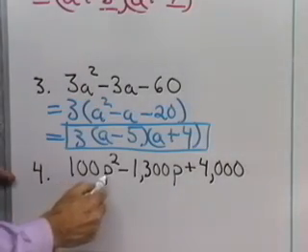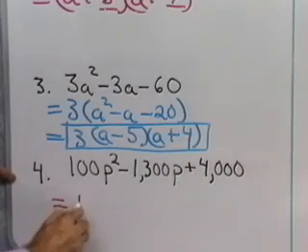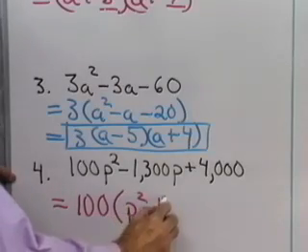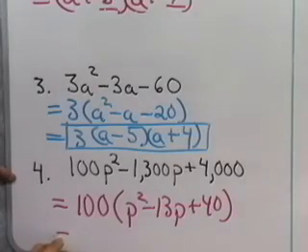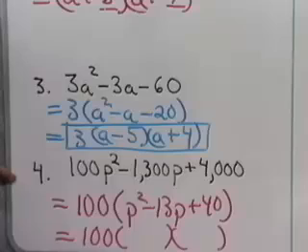Let's see. 100p squared minus 1300p plus 4000. Let's begin by taking 100 outside. What's left is p squared minus 13p plus 40. Now we should be able to factor that. 100 times 2 binomials, p there and p there, so that p times p is p squared.